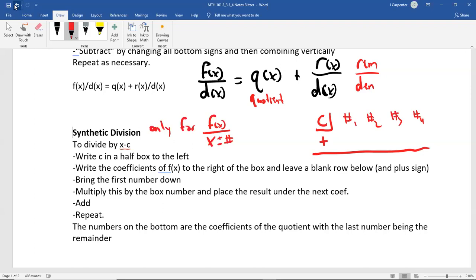You do not change the signs of the coefficients. They just go in place based on descending order. And if any terms are missing, you'd need zeros there. That will be a common theme. And then this is what you do.